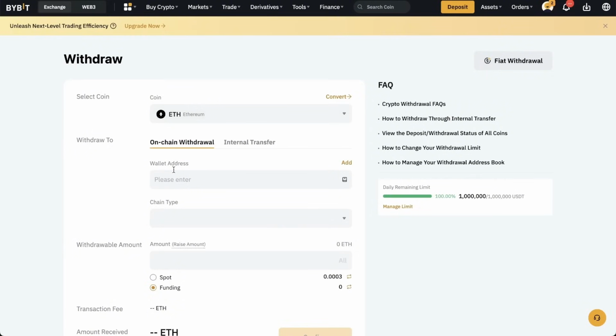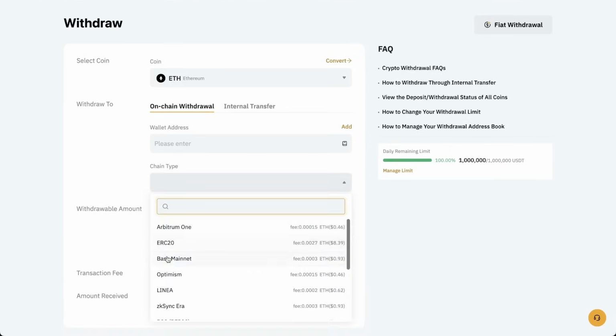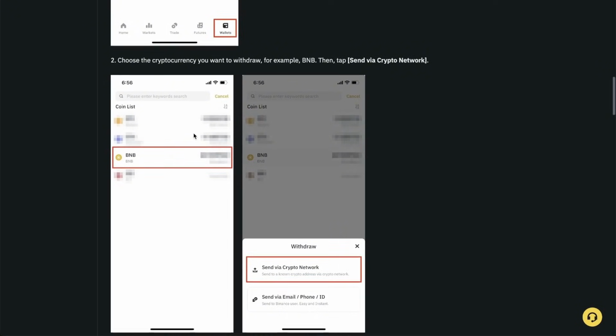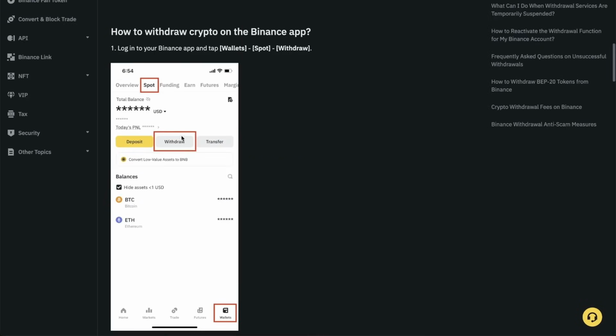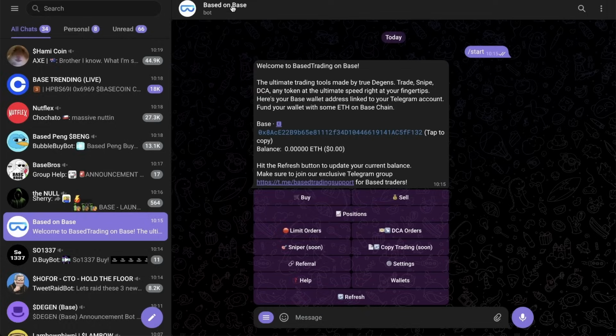If we were, for example, on Solana, the native token is Solana. On Base chain, it is Ethereum. Now for the chain type, I will choose Base mainnet. And then I will put in my wallet address here. It's the same on Binance. You will be able to withdraw and choose the blockchain. If you used Based on Base, just be sure that you send it with Base chain.